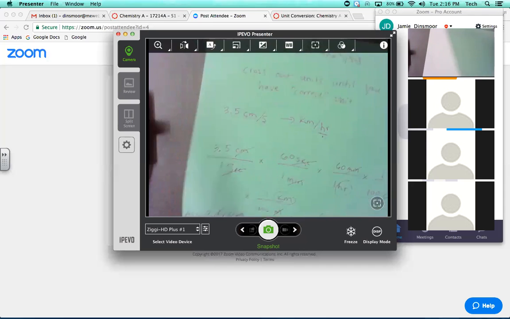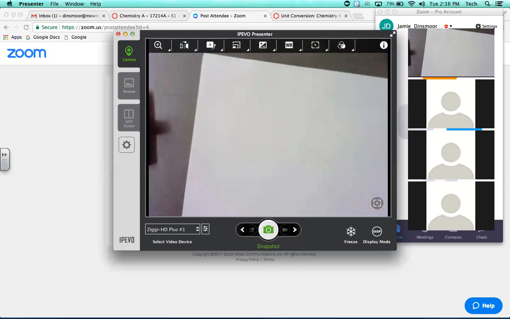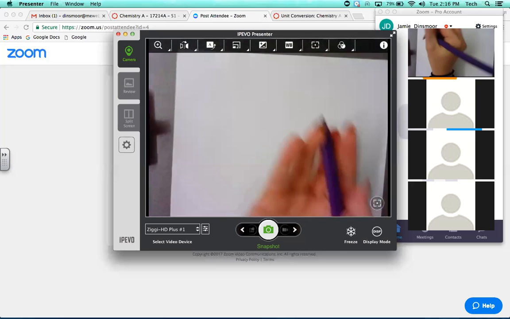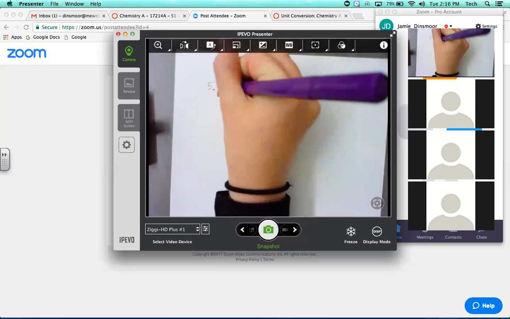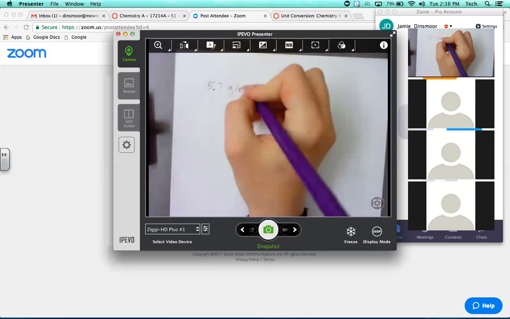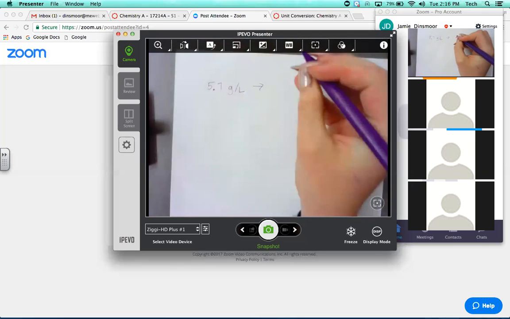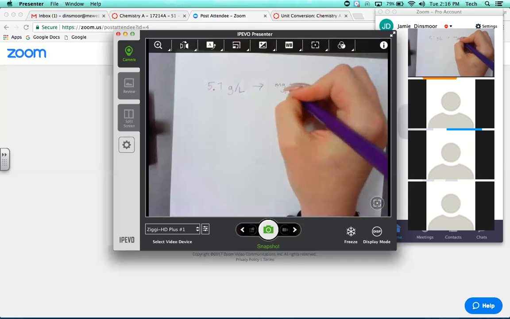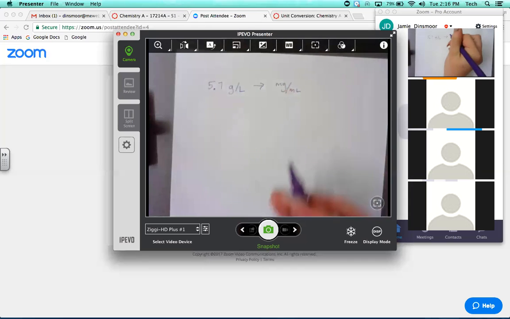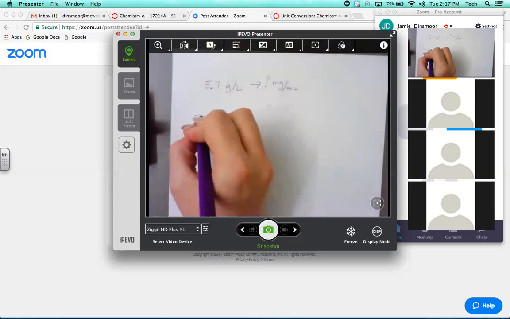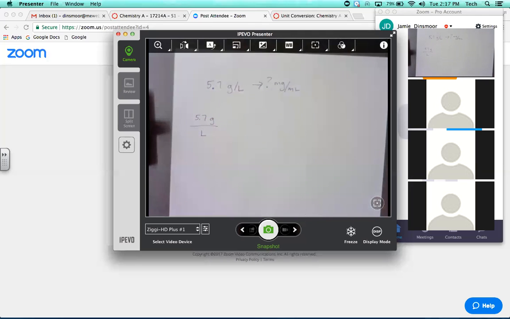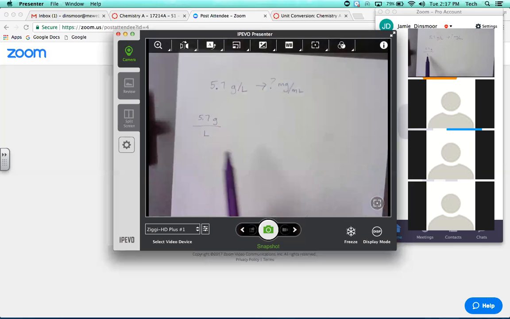Okay. So let's say that our next one here, we want to go from 5.7 grams per liter, and we want to know what that is in milliliters. So we're going to set it up the same way. We're going to put our 5.7 grams over liters. I personally like to start with getting rid of the bottom, but it's up to you. You can start the other way as well. You're going to get the same answer. But I'm going to start with liters here.